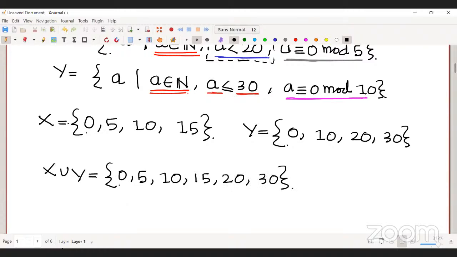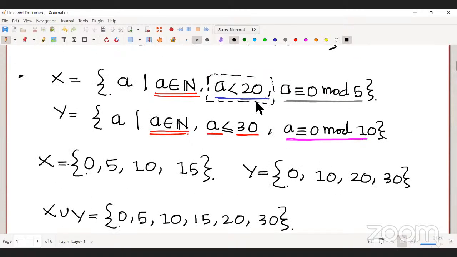So when some kind of expression is given instead of the set X, here we are representing all the elements of X with a bunch of conditions. When some condition is given instead of the elements, the first thing you need to do is find out all the elements of the set X. Similarly, find out all the elements of Y, then you can easily compute X union Y.